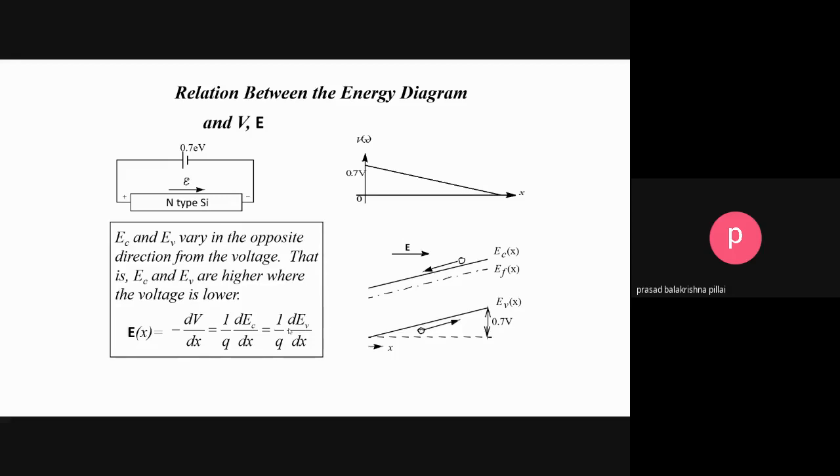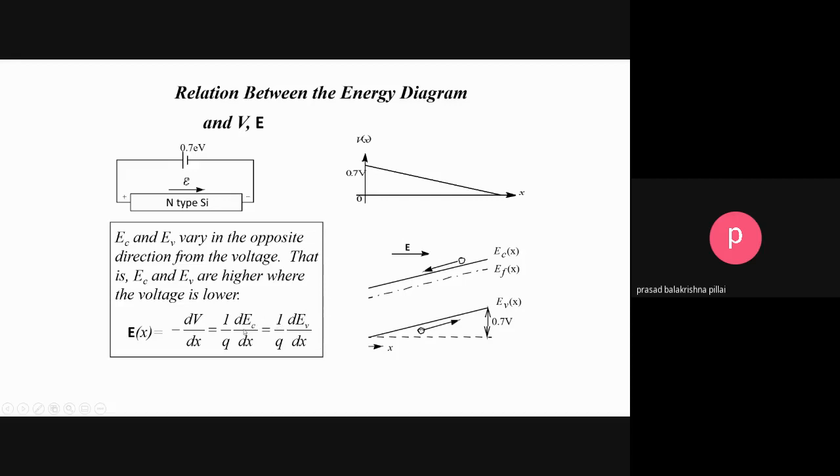So electric field and the energy are related by this. The electric field is dV by dx, and this can be Ec by q is V, because energy E is equal to qV. So Ec by q is V. So you can see that.